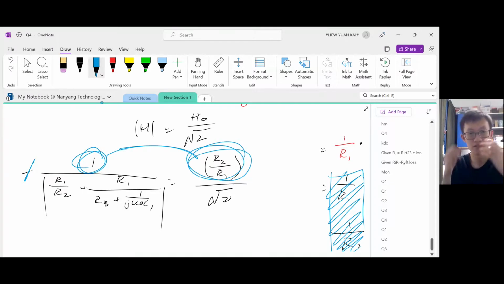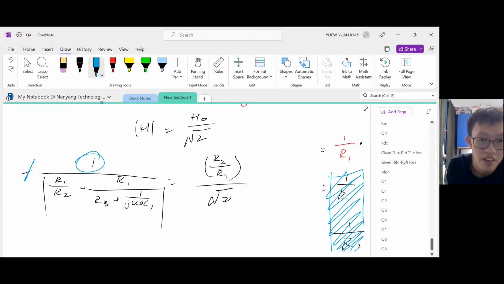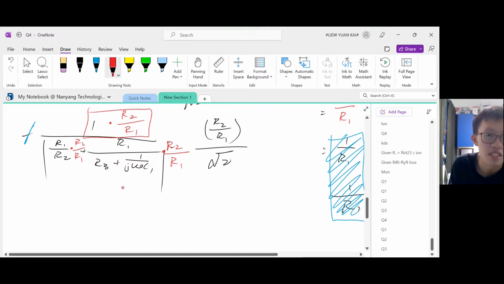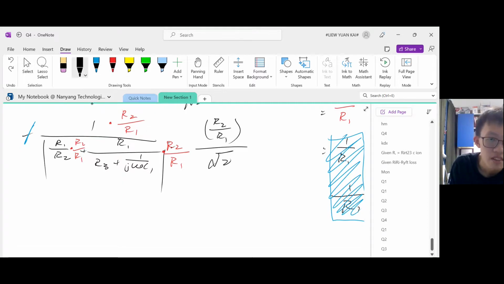So we need to just multiply by this numerator. How do you change 1 into this? You can multiply it by this. So just multiply it by R2 over R1. And then the numerator, you multiply by R2 over R1, and this too, R2 over R1. So 1 times this is just itself.